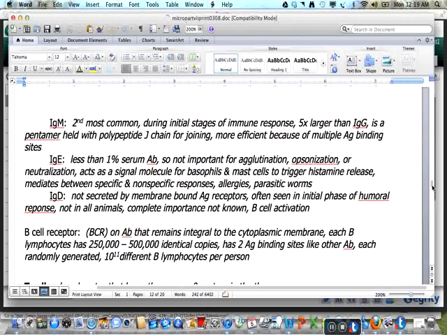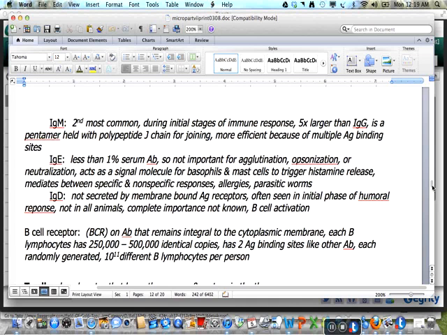IgE is less than 1% of the serum antibody. It is not so important for agglutination, opsonization, or neutralization. Instead, it acts as a signal molecule for basophils and mast cells to trigger histamine release. It mediates between specific and nonspecific responses and is active with allergies and parasitic worms.